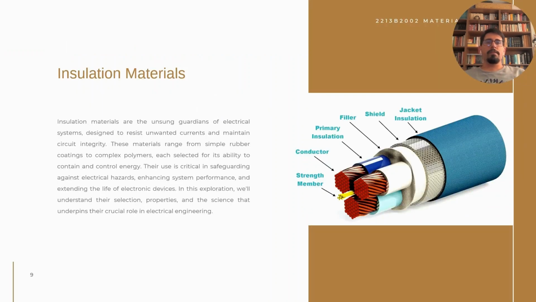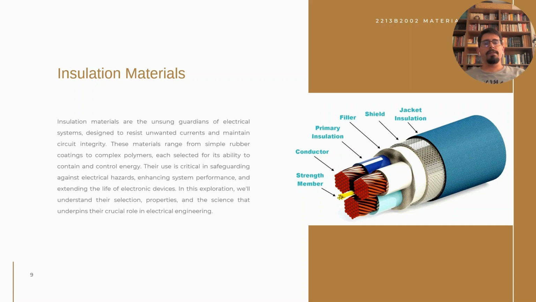Let's now talk about insulation materials. They are the silent protectors inside every electrical system. These materials are designed to stop unwanted current and make sure everything flows exactly where it should. Think of them as bodyguards of your circuits. They can be as simple as rubber coatings or as advanced as complex polymers. But no matter their form, each is carefully chosen for one reason: its ability to contain and control energy.